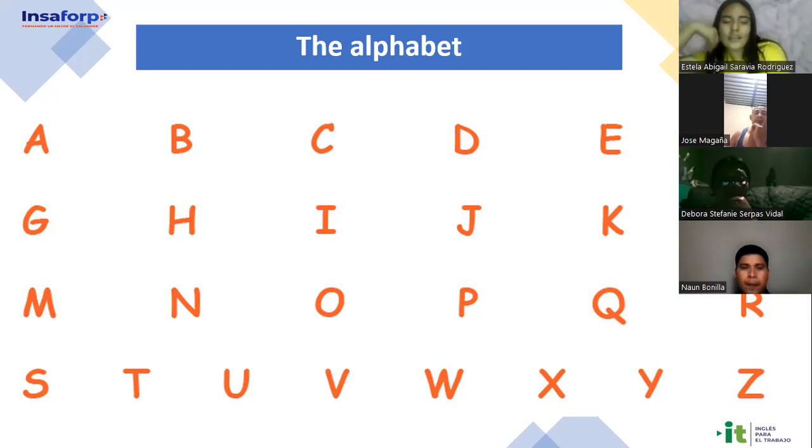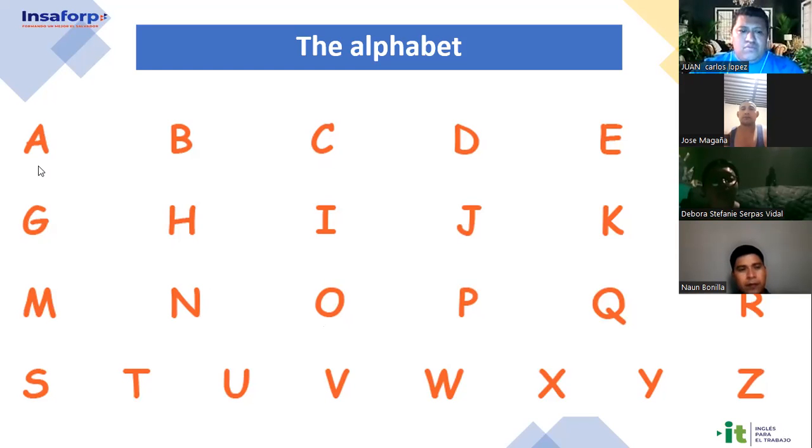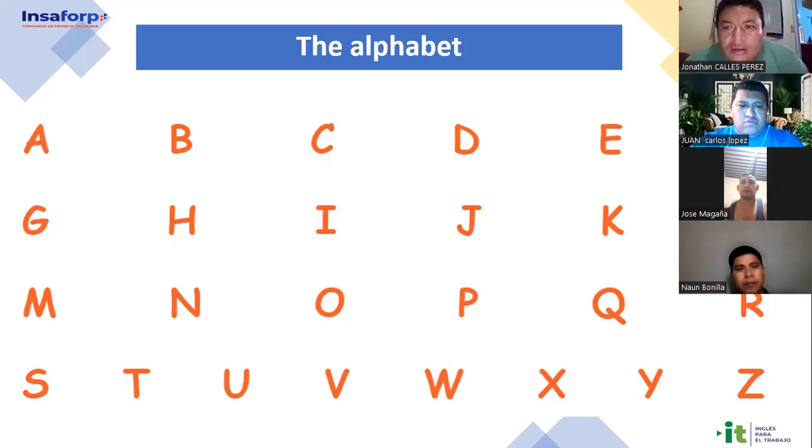Very good. Abby, please. Only you, Abby. A, E, A, I, O, U. Thank you. Deborah, help me, please. Hi, teacher, I have a problem with those. You have? Okay. A, E, I, O, U. Thank you. Jose, please.